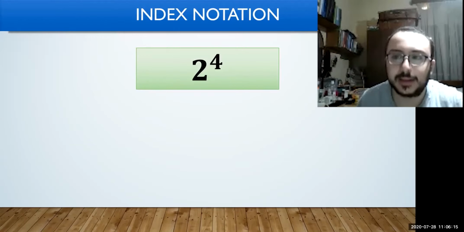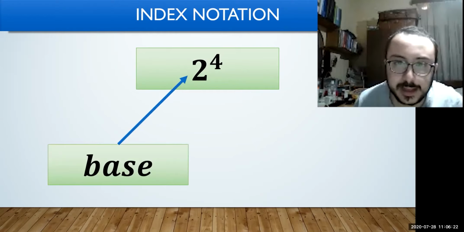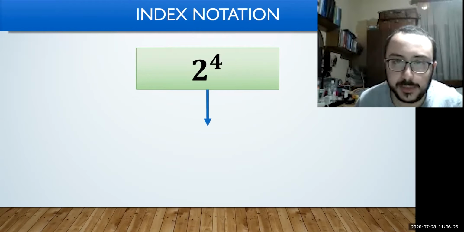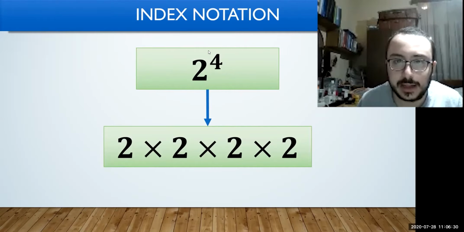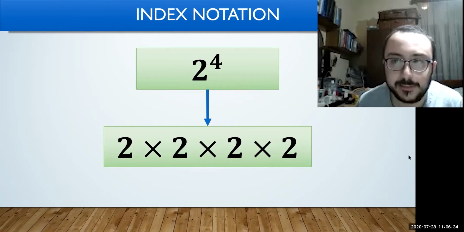So we saw that in a number, here we have the base and we have the power. This number should be written this way. As much as the power is, we multiply the number by itself.